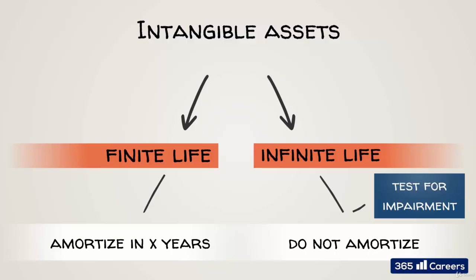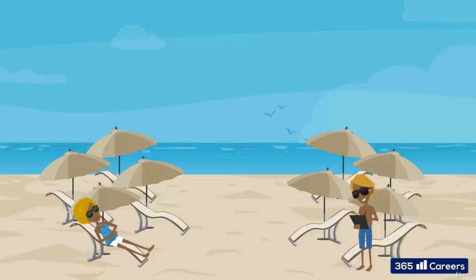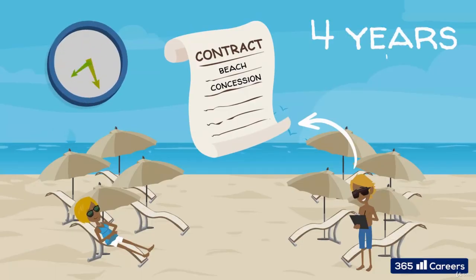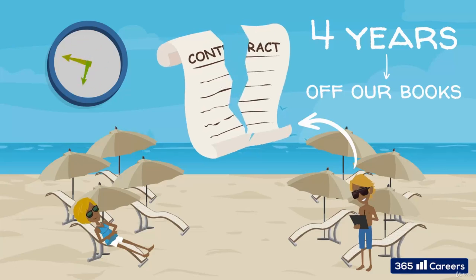Of course, amortization is applied for intangible assets with a finite life. If we have a beach concession on our books and it ends in 4 years, we would want the concession to be off our books once the concession ends in 4 years. Every year, a fraction of the concession's cost will be reported as an amortization cost.